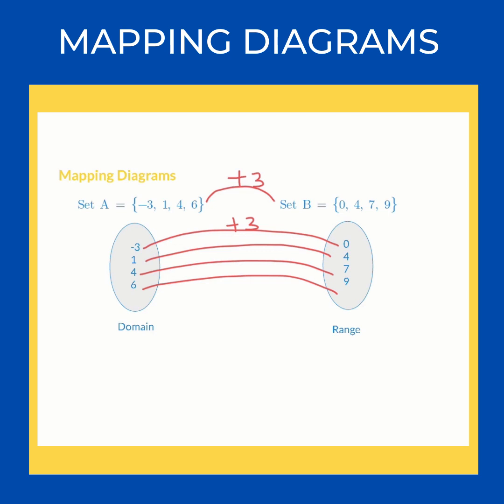So I can say that set A, consisting of -3, 1, 4, 6, is the domain, which is the set of values of x, while 0, 4, 7 and 9 is the range, which is the values of y.